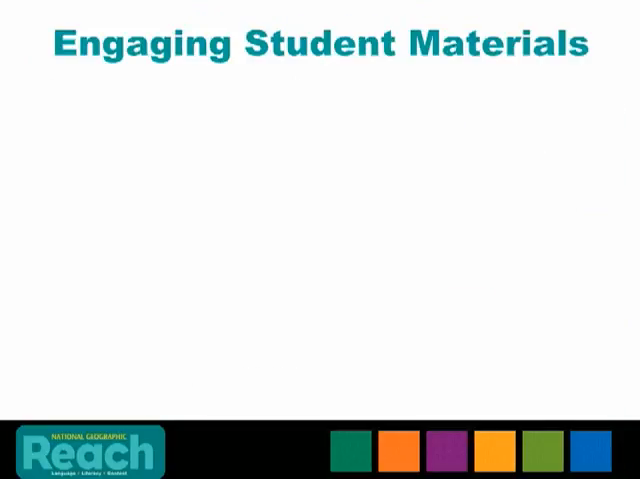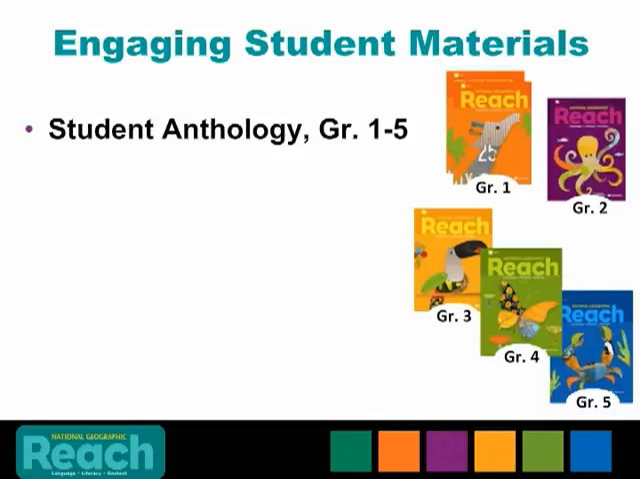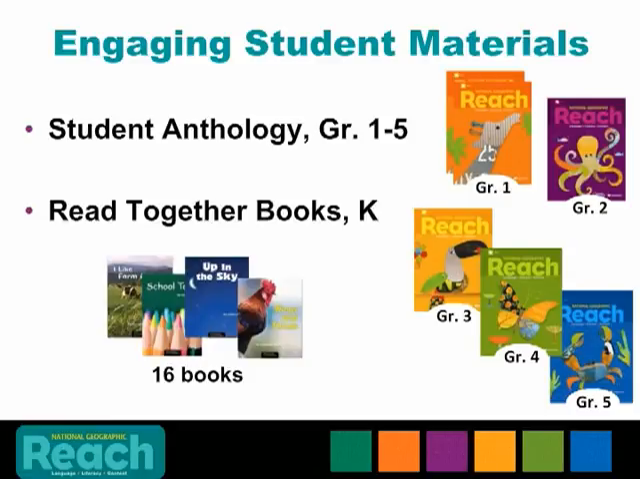Now, let's take a look at the engaging student materials. At grades 1 through 5, each student will have their own student anthology with 2 books at grade 1. At the kindergarten level, students will receive 16 copies, 2 per unit, of the Read Together student books. All of these books contain rich National Geographic content to support the language, literacy, and content instruction in Reach.